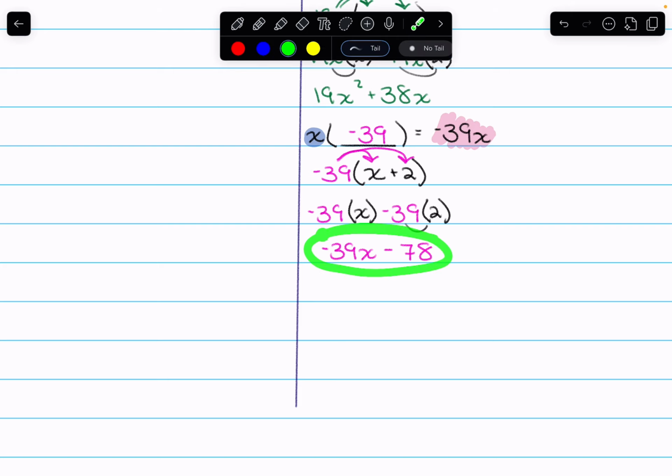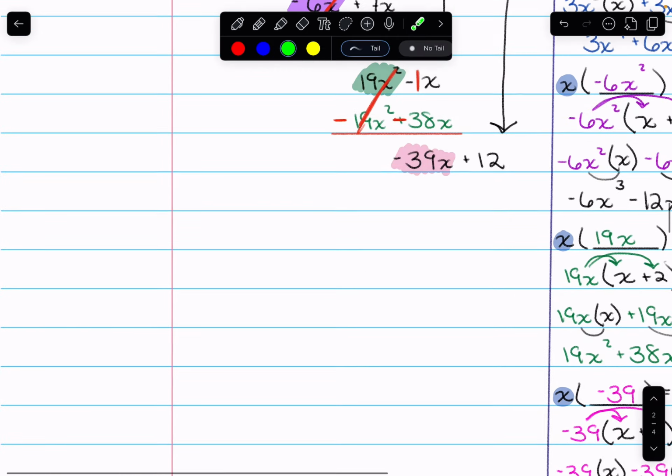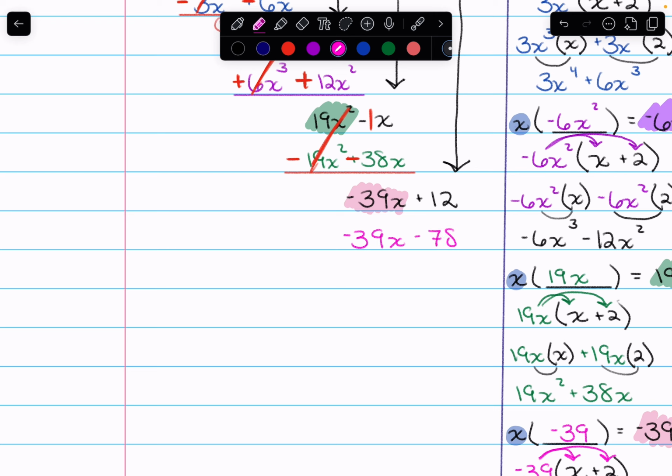So I'm going to take my answer to step 2 now, for step 3, take the answer to step 2, and put it under my dividend. Negative 39x minus 78. And change my signs. So this negative is going to become a positive. This negative is going to become a positive. Step 4, I'm going to simplify. Negative 39 plus 39 is 0. 12 plus 78 is 90.